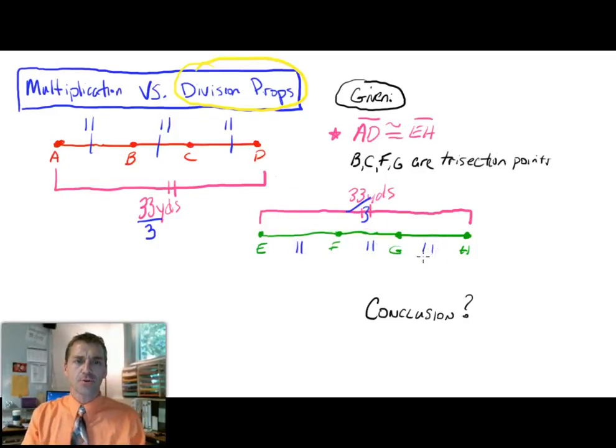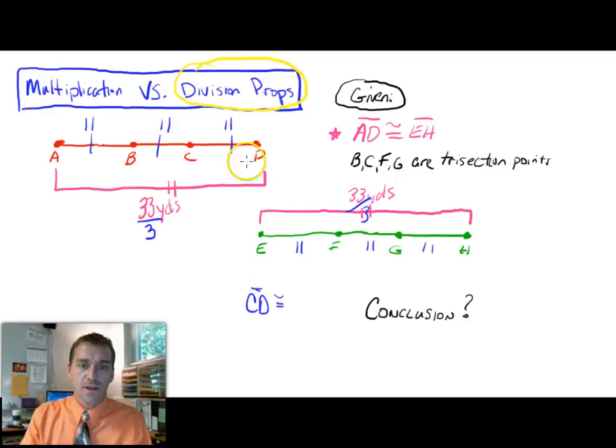So man, I can conclude a ton of stuff here. I can conclude that CD, here's one, CD, that segment, is congruent to, I don't know, EF. I can conclude that.